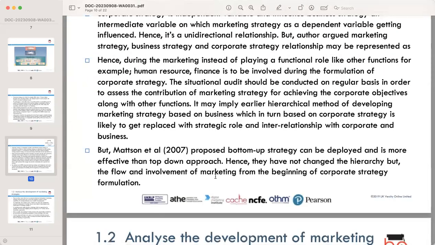Marketing should not be confined to a functional role, but should actively participate in the formulation of corporate strategy. This shift emphasizes the importance of marketing in achieving corporate objectives. Consider a bi-directional approach where corporate strategy, business strategy, and marketing strategy influence each other. This model acknowledges that strategy development is a dynamic process, with each element impacting the others.